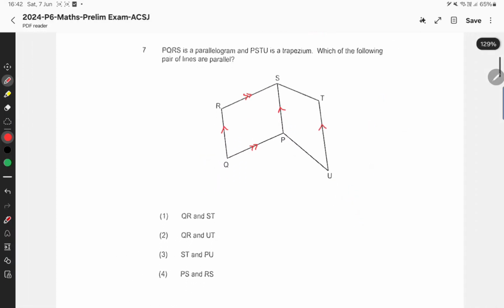Okay, so let's look. We have QR and ST. QR is this line over here, and ST is this line over here. Okay, they are not parallel to each other. So option 1 is out. Option 2 is QR and UT. Since QR is parallel to PS and PS is parallel to UT, this means that QR and UT are parallel. So the answer to question 7 is 2.